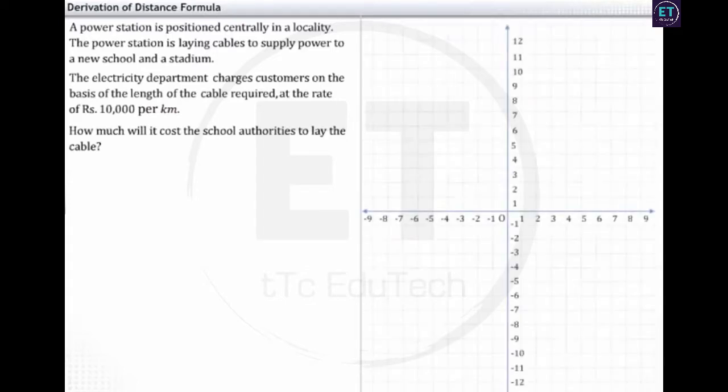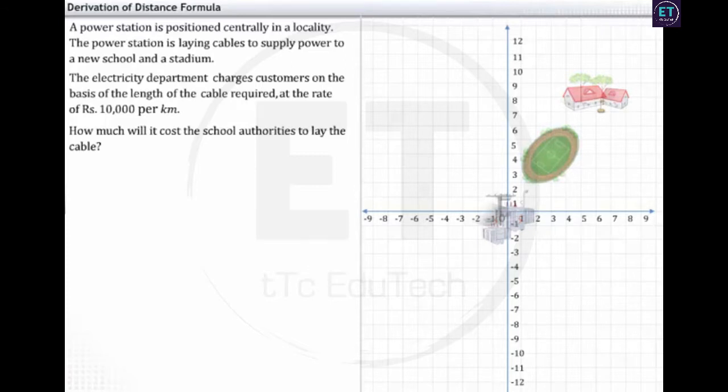Let us refer to the graphical map that shows the power station, the school, and the stadium. Since the cable has already been laid from the power station to the stadium, the power station will lay the cable from the stadium to the school. To calculate the length of the cable, we will calculate the distance between the stadium and the school.